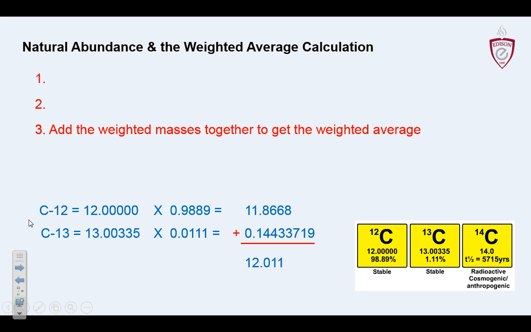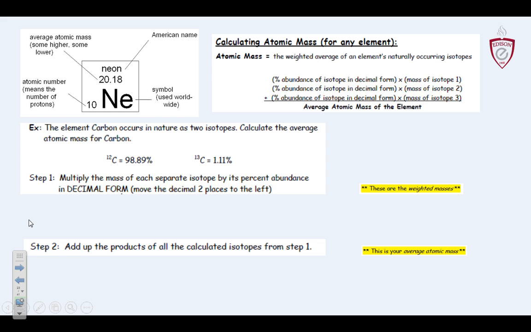Now, we didn't count carbon 14 because it's radioactive and cosmogenic, meaning it's being created in our atmosphere as we speak. It doesn't stick around in the same way that carbon 12 and 13 do, so we don't include it in this particular calculation. For any element, we have to do the same thing. For this example, I'm going to set it up the same way, with carbon 12 and carbon 13 in the same percentages, but we're going to do the average atomic mass in more of a math multiplication form that you might be familiar with.